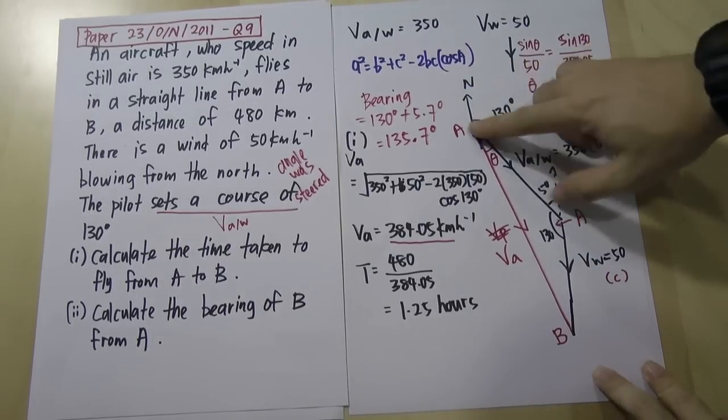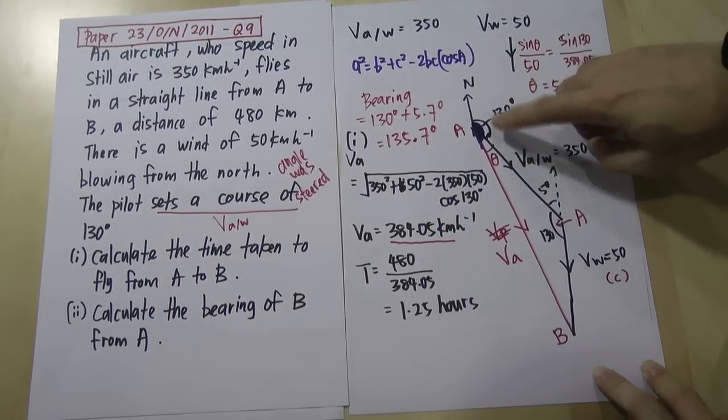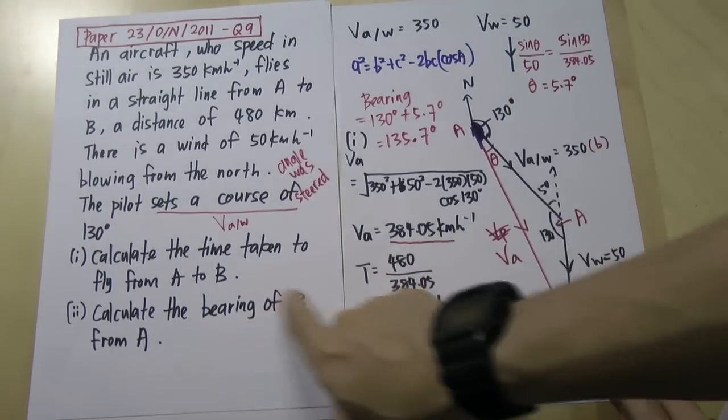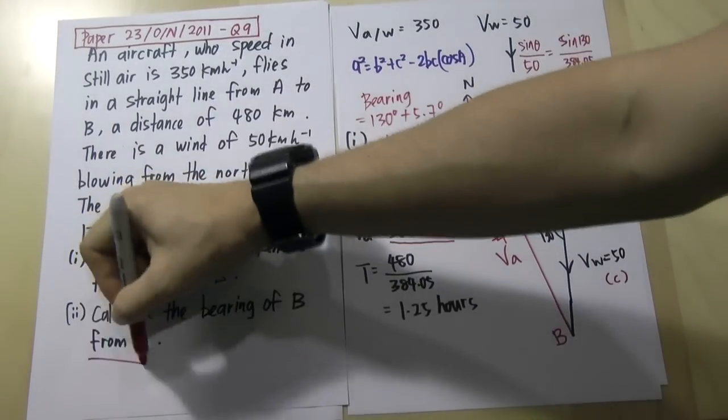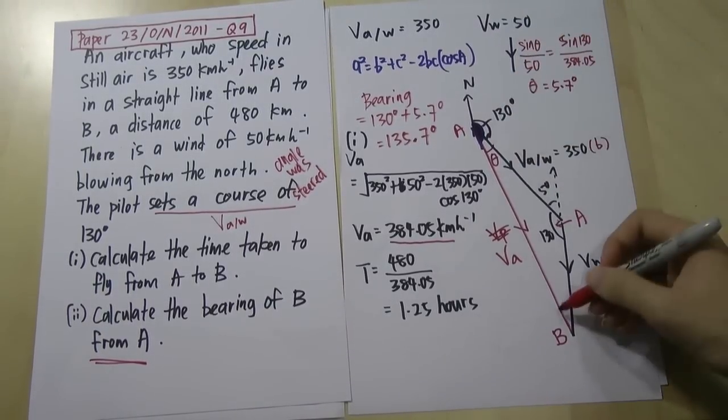You see, bearing must always be from north, right? So 130, you continue until here. Okay, why I never take here? Because it said B from A. When it said from A, the angle is at A here. Alright, unless you say A from B, then the angle will be here.